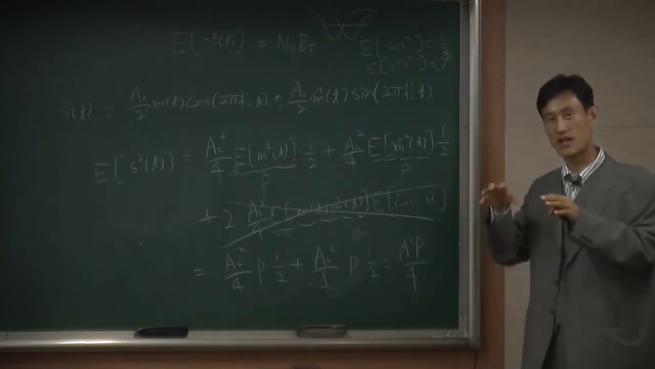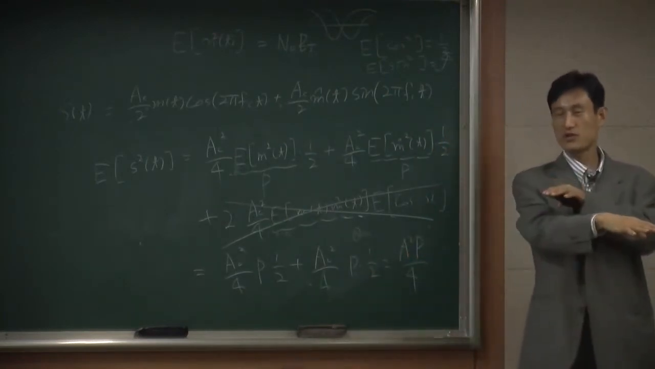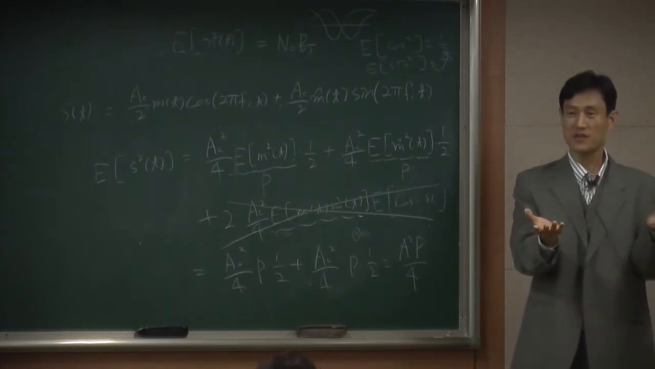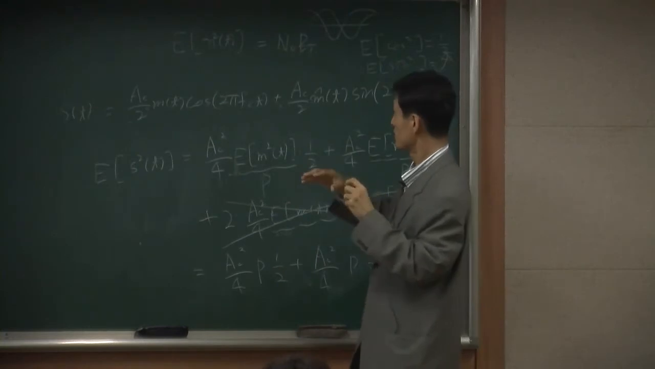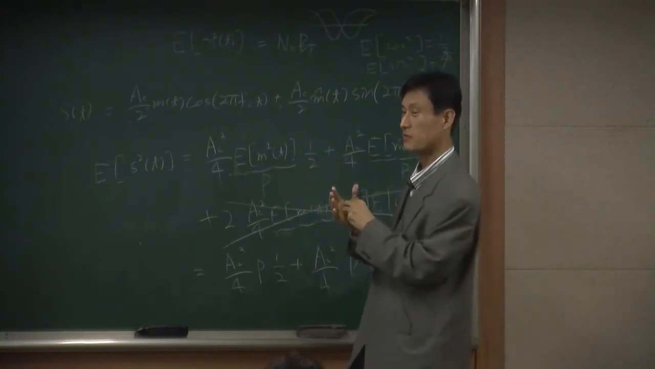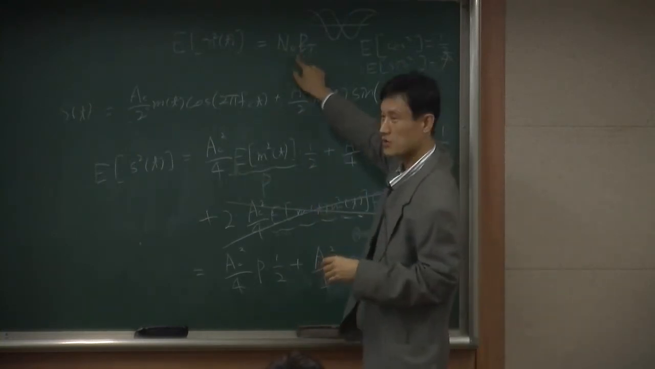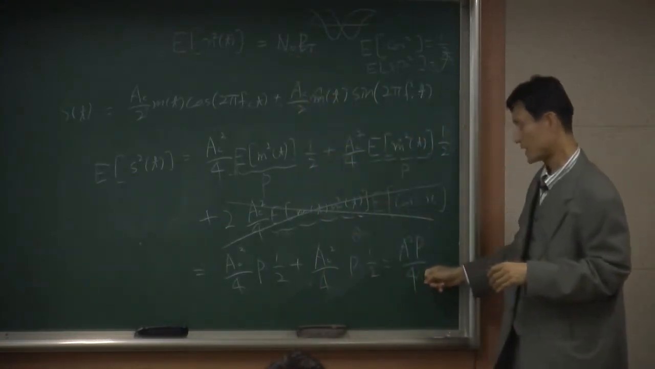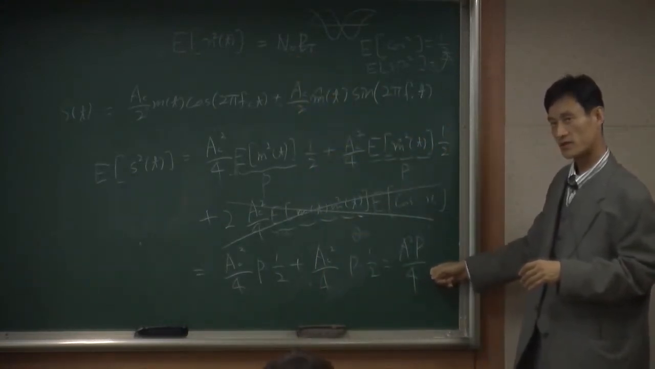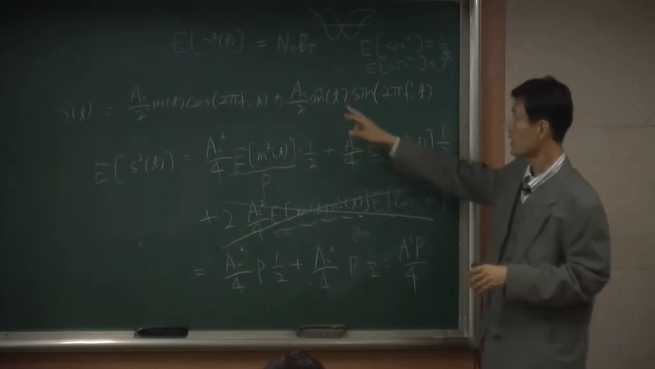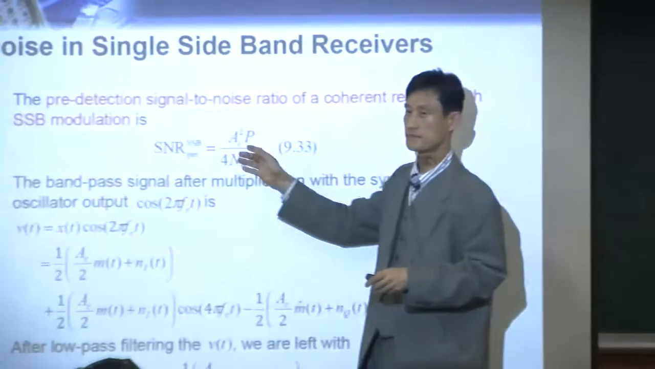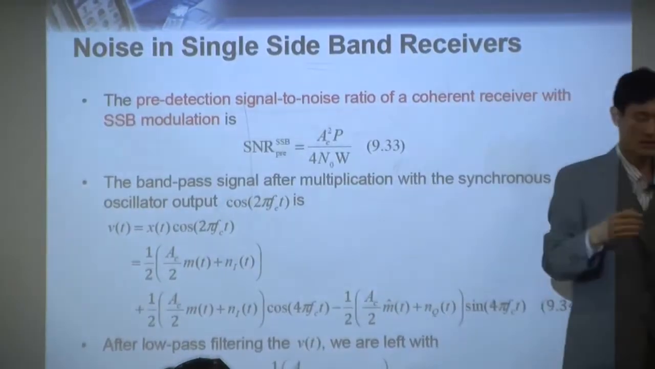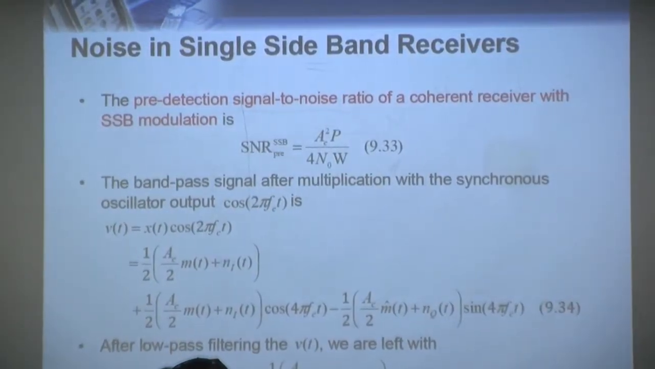Because your signal and your noise go through the demodulator. So now something is different. But pre-detection is before the demodulator. So this is the noise power, and we already get the signal power here. So this one divided by noise power, that's going to be our pre-detection SNR. That's our pre-detection SNR. Okay.